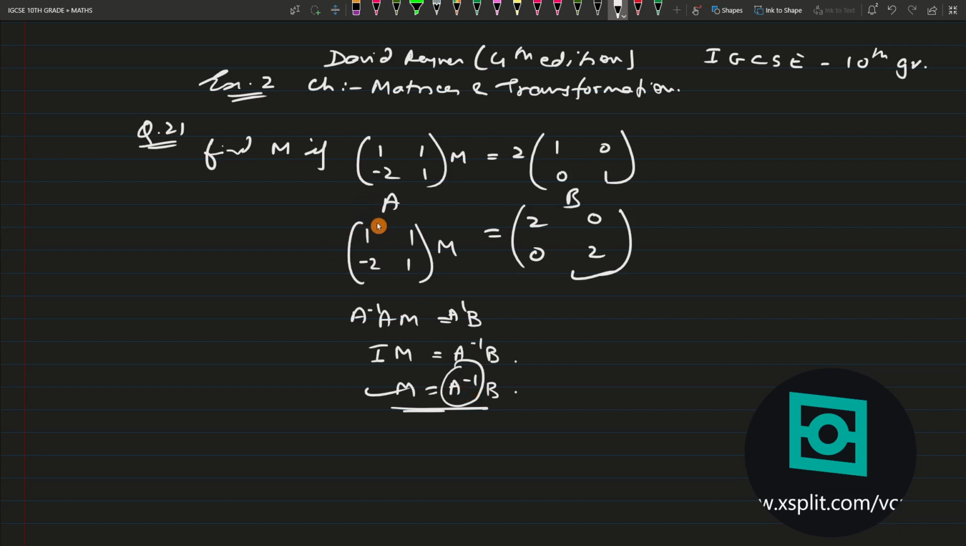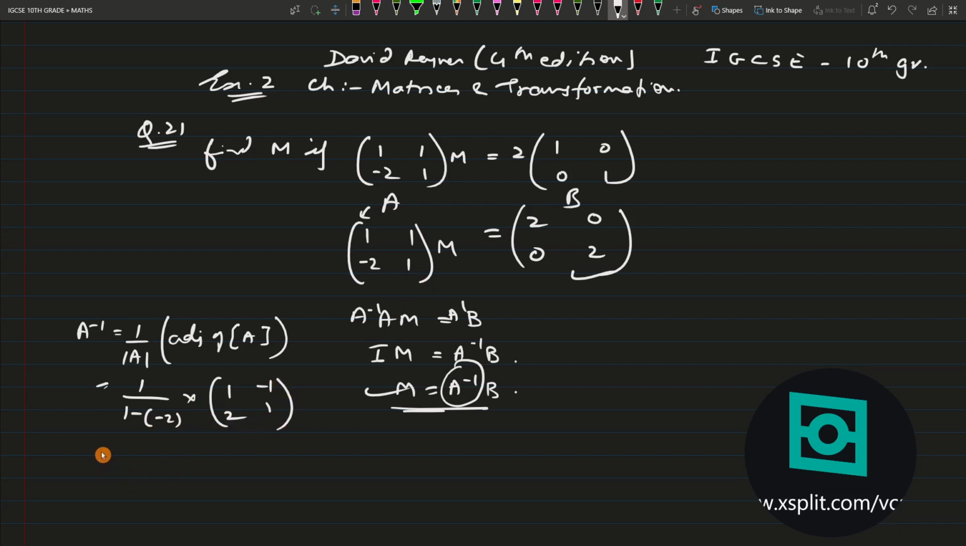You have to find out the inverse of this A. A inverse will be equal to 1 upon determinant of A times adjoint of matrix A. Now what is the determinant of A? This is the A matrix. So 1 1s are 1 minus, so it will be 1 minus minus 2. This will be the determinant. And the adjoint of this A will be 1 minus 1, 2 and 1. This will work out to 1 upon 1 plus 2, which is 3, times 1 minus 1, 2 and 1. So this is your A inverse.